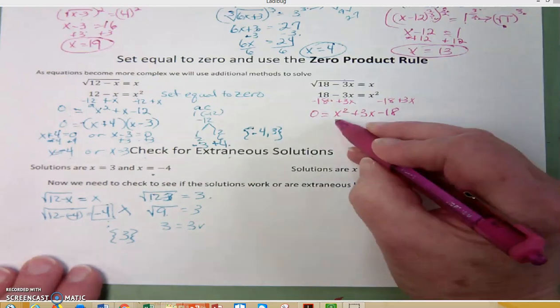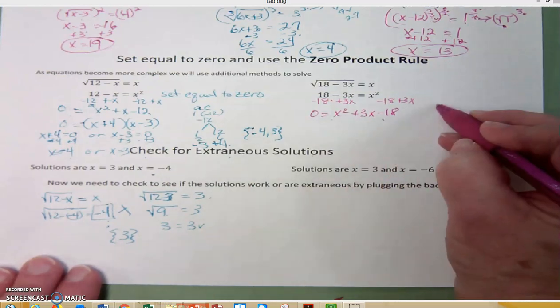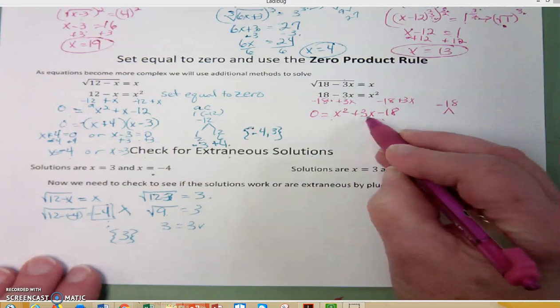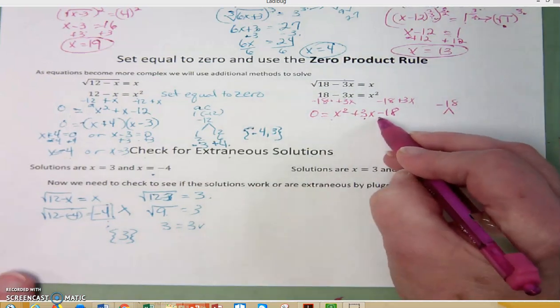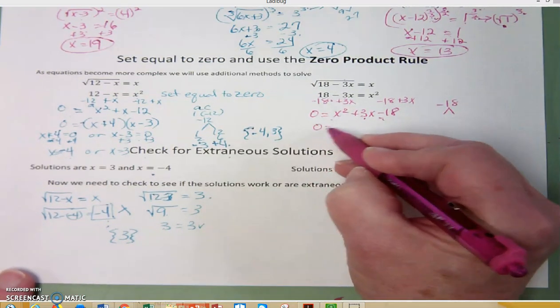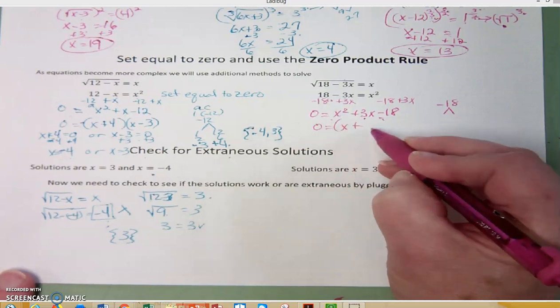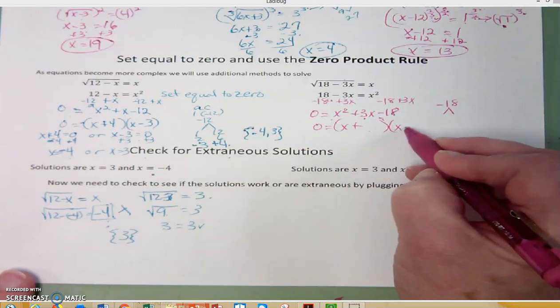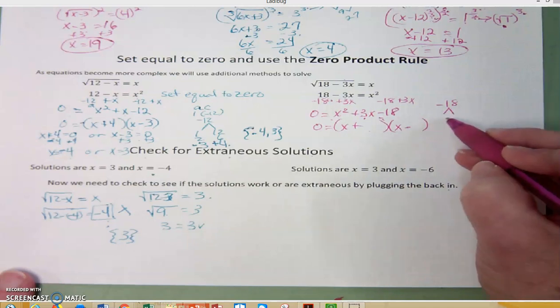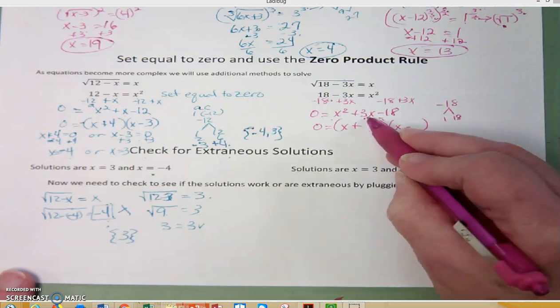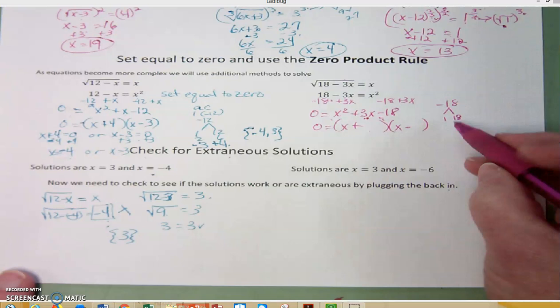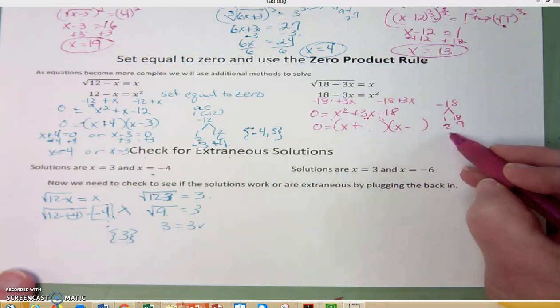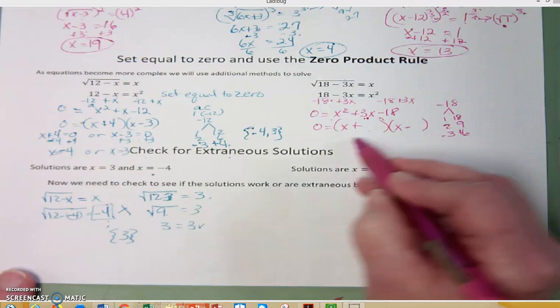When I factor that, 1 times negative 18, I need factors that when I subtract them, since this is negative, remember we're going to have x plus something and then x minus something. 1 and 18, when I subtract those, do I get 3? Nope. 2 and 9, no, that would give me 7. 3 and 6, I think that's it. It's positive, so I'm going to have a positive 6 and a negative 3.